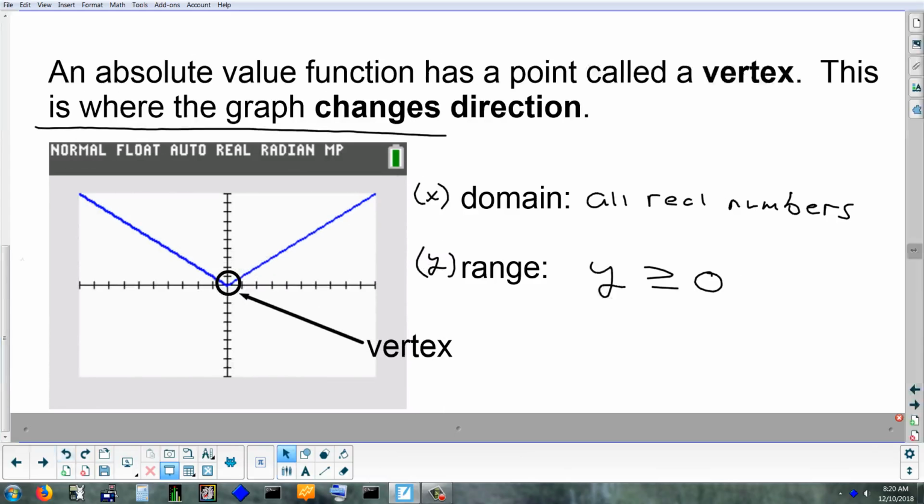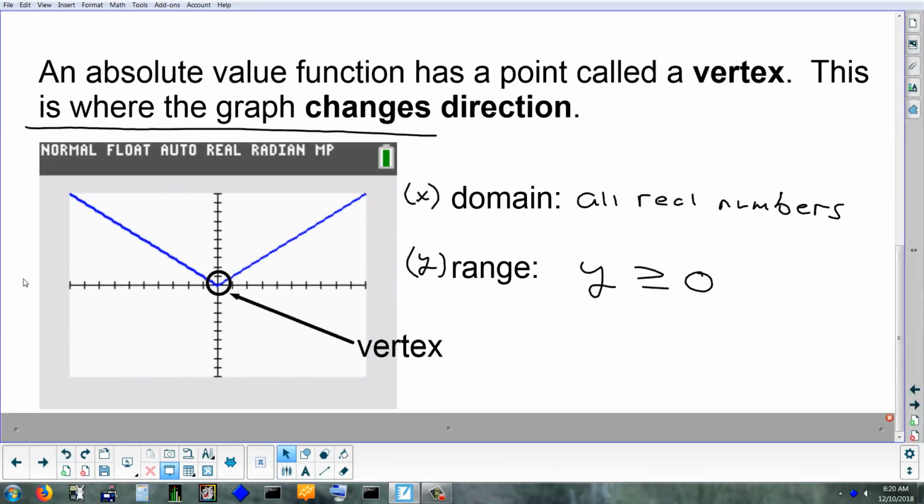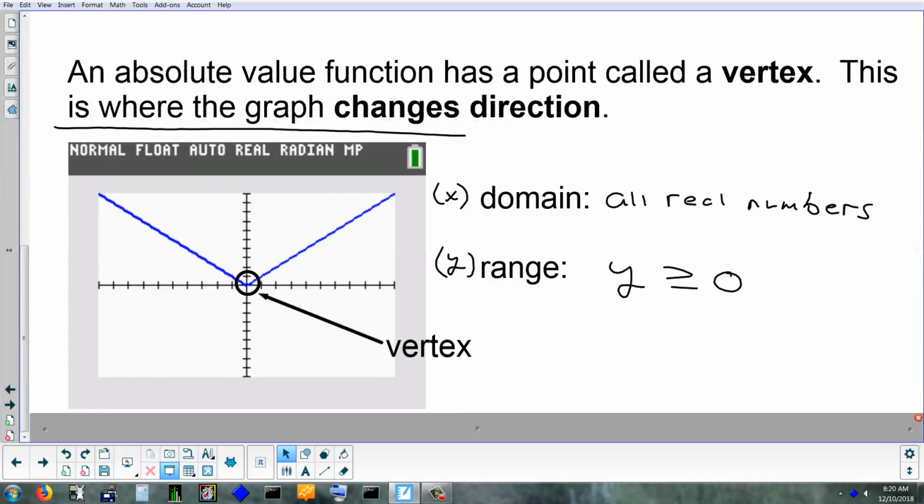Guys, your range is always going to be the lowest point, or if for some reason there's a reflection or something like that, most of the time it's going to be the lowest point that the graph touches on the y-axis. In this case, it was 0.